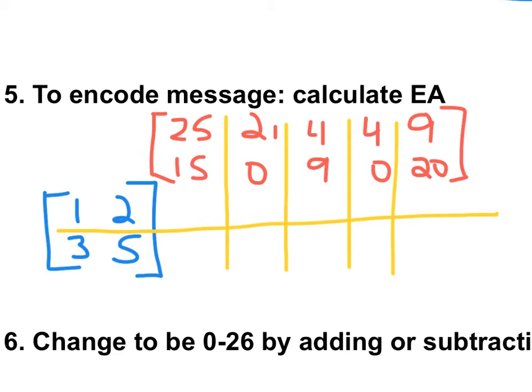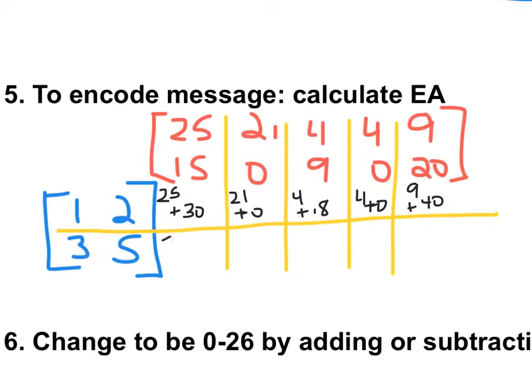And now we multiply. So 1 times 25 is 25, plus 2 times 15 is 30. 1 times 21 is 21, plus 0 times 2 is 0. 4 times 1 is 4, plus 2 times 9 is 18. 1 times 4 is 4, plus 0 times 2 is 0. 9 times 1 is 9, plus 2 times 20 is 40.